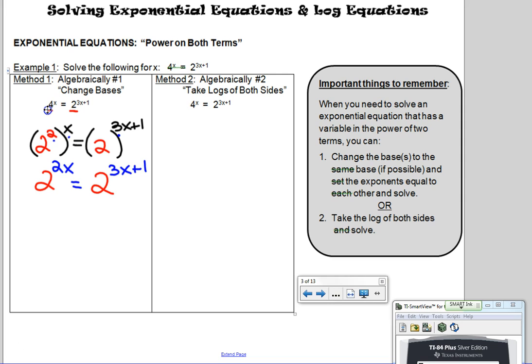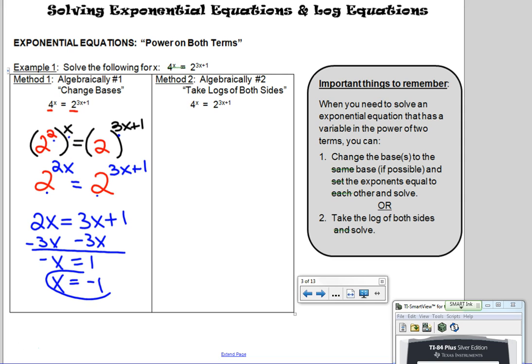And if you can get the bases to be the same, we know the two powers are equal to each other. So we basically drop the bases and say that the power 2x must equal the power 3x plus 1. And now we can just solve for x. So the answer is -1.